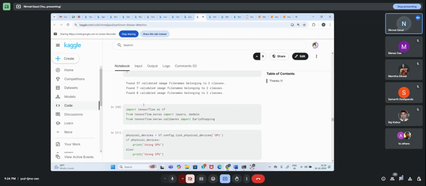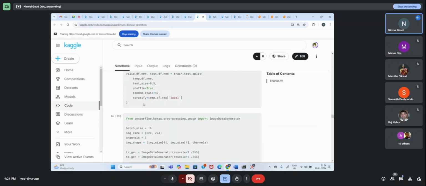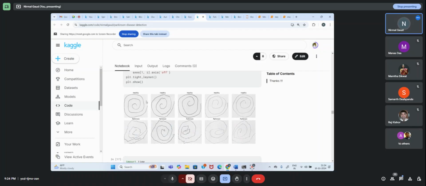Okay, this is Parkinson. All right. So, how does the data look for Parkinson? These are the images, handwritten. These images are from a person who is having a problem of Parkinson.